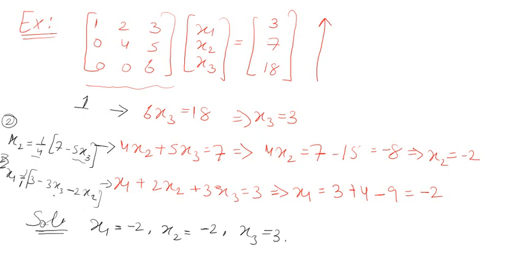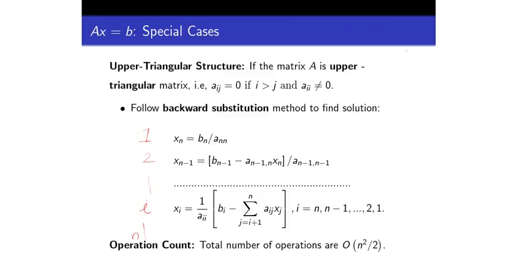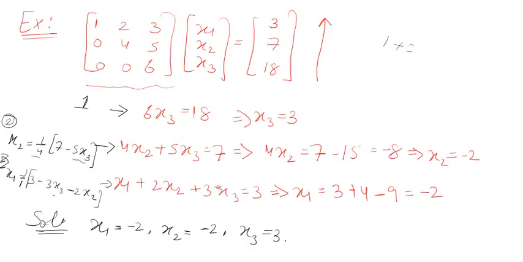And what is n square here? n is 3, so 3 square is 9, and 9 by 2 is 4.5. So the operation count is almost equal to 5 if you round off. So 1 plus 2 plus 2 equals 5, and 3 square by 2 is approximately 5. Right. So this is how you can see the number of operations in the upper triangular structure. The lower triangular structure and the diagonal structure can also be discussed.